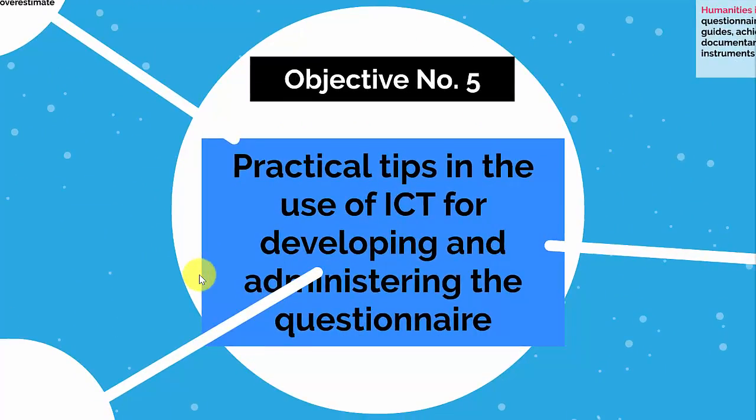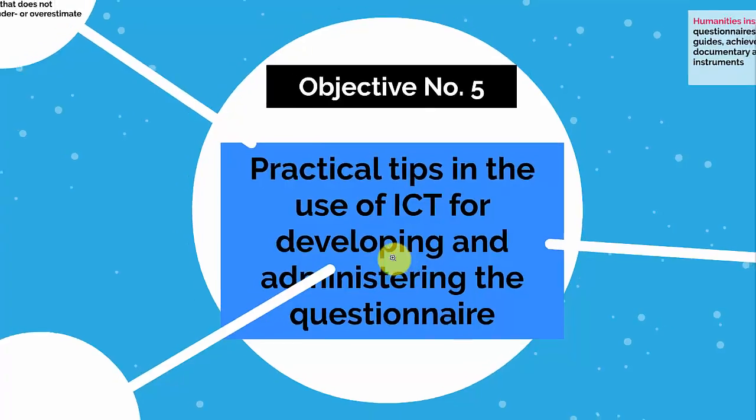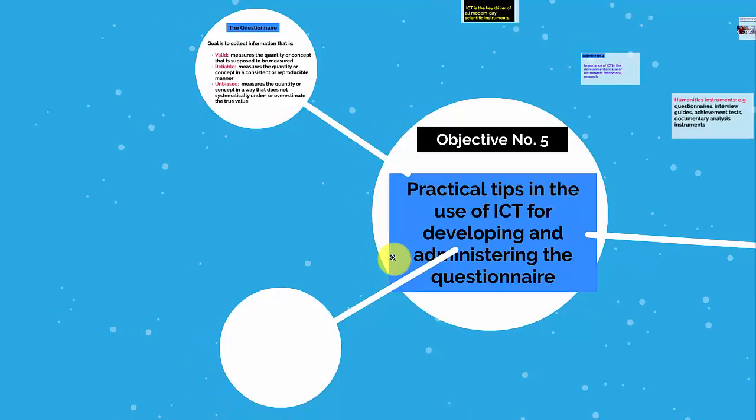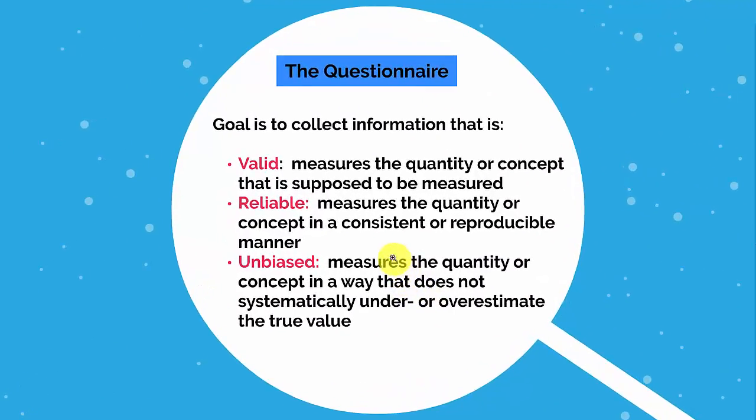Our objective number 5 is about the practical tips in the use of ICT for developing and administering our questionnaire. So this is where the action begins. Let me warn you that when we start the practical, you can pause this video at any time and listen very slowly, to get into the pace of the presentation.